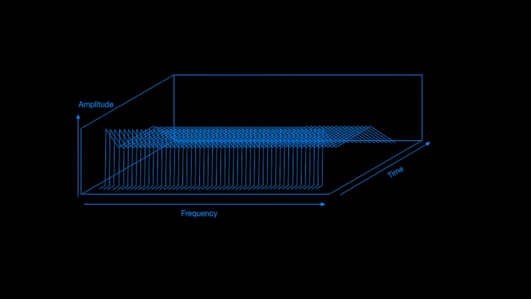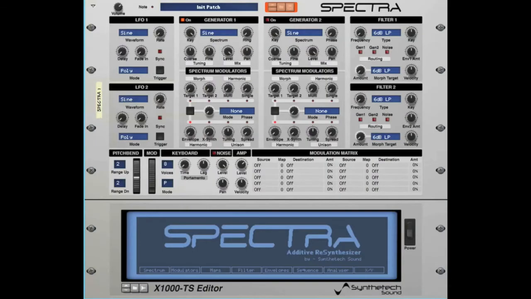Because each generator has up to 256 harmonics, the harmonic envelopes in Spectra each have 256 DA/DSR envelopes, one for each harmonic. To assign a harmonic envelope to a generator, simply select the appropriate envelope in the harmonic envelope section of the spectrum modulator. You can freely assign these harmonic envelopes to generator 1 and/or generator 2.